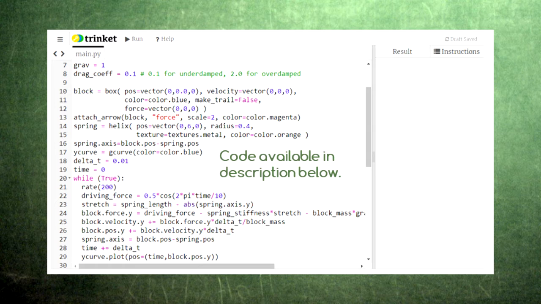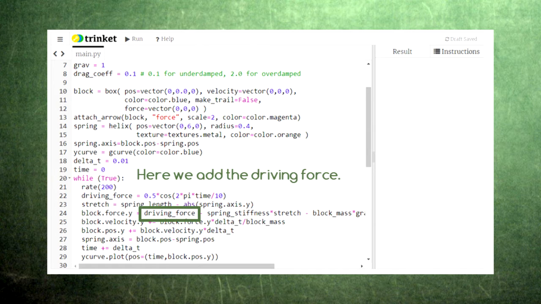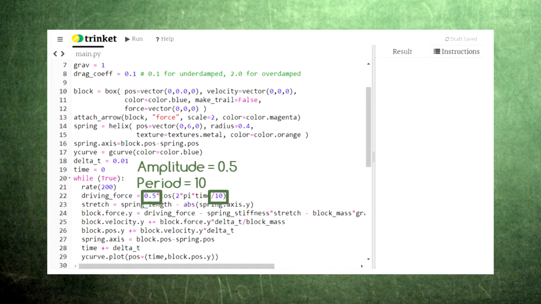Here we have the same code we used in episode 20, but this time we've included the driving force in the total force. We can adjust the amplitude and the period of the driving force by changing these two numbers. Keep in mind this value of 10 for the period while we watch the animation.